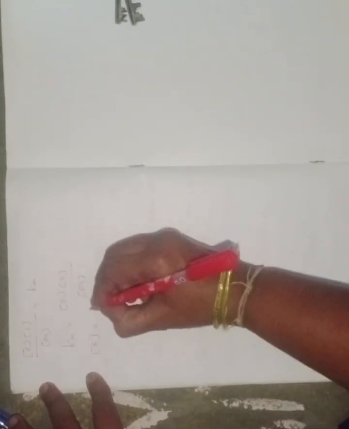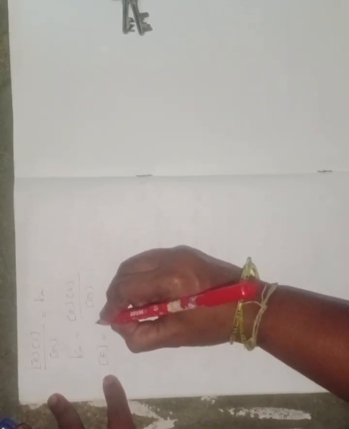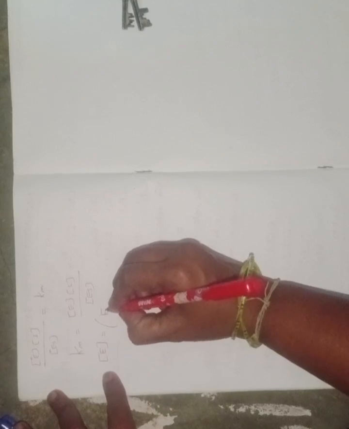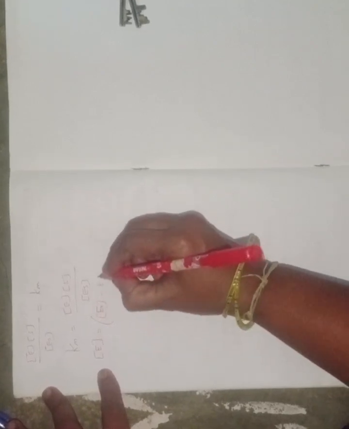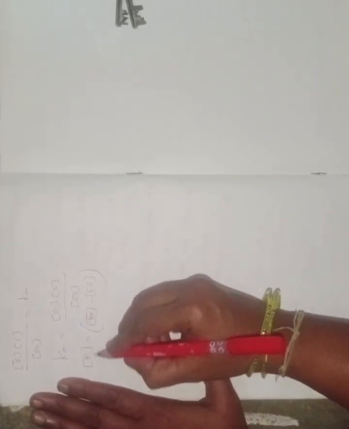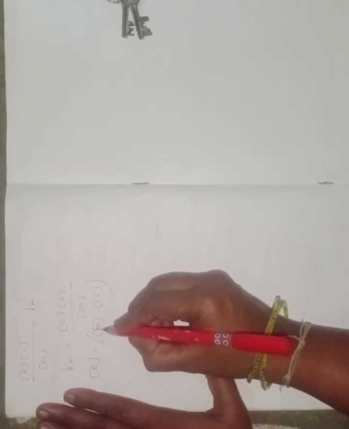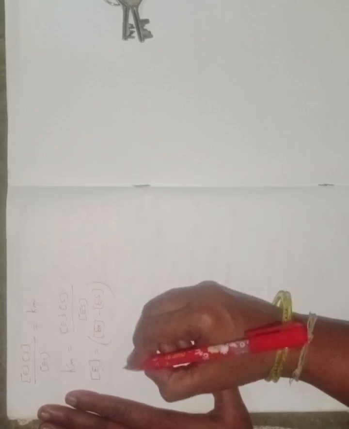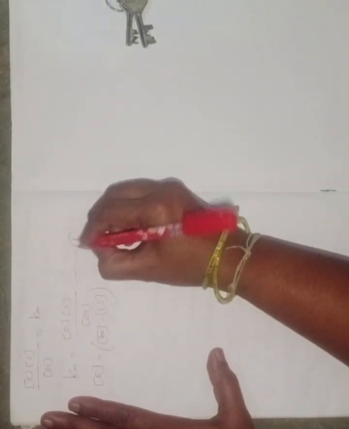Enzyme E is equal to the initial enzyme minus the enzyme substrate complex. E is always equal to E0 minus ES. So this is the fourth step. This is the fifth one.